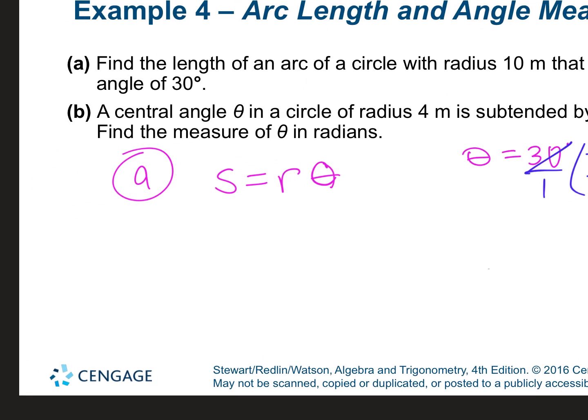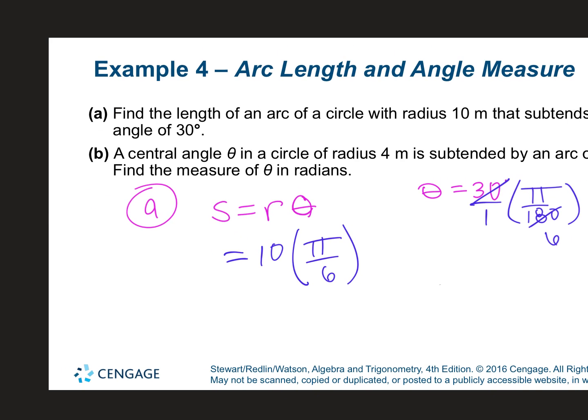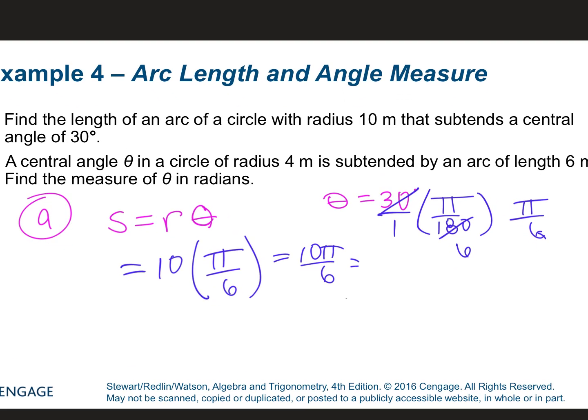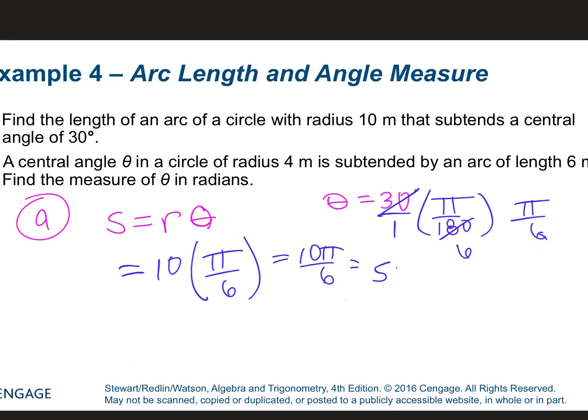A lot of you will go like this. Okay, the radius is 10, the angle is 30, so my arc length is that. Is that correct? No, you have to convert. When you use the arc length formula, you absolutely have to have your theta in radians. You have to. So now when we do this, we get 10 pi over 6, which reduces to what? 5 pi over 3.